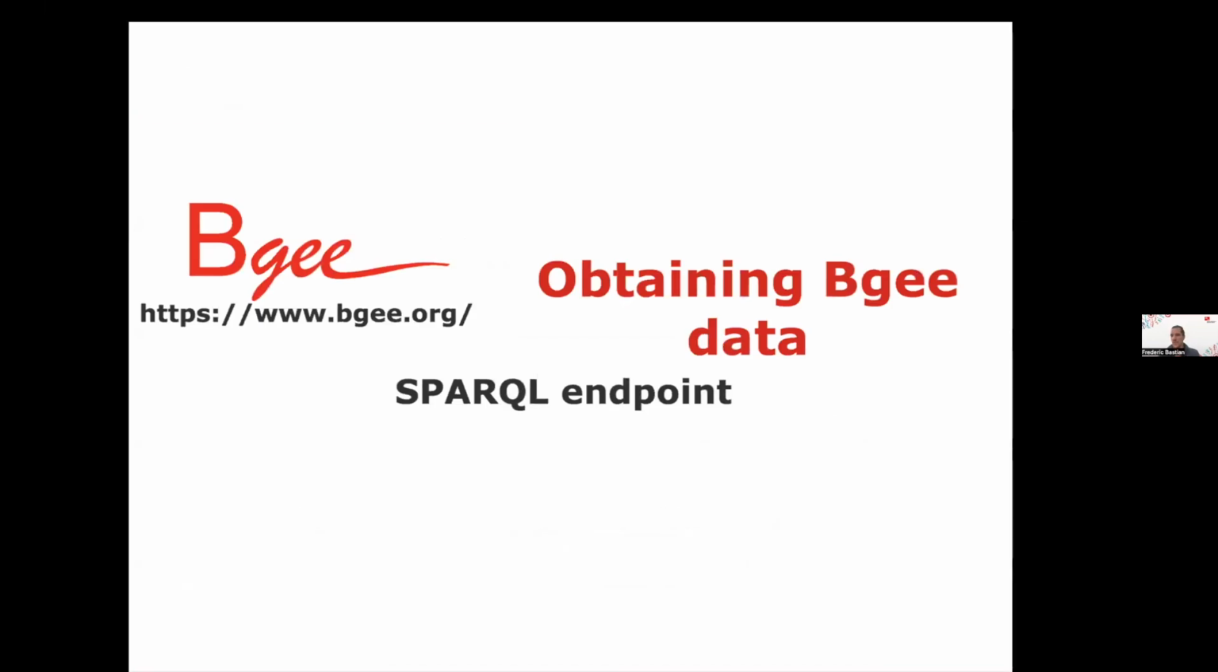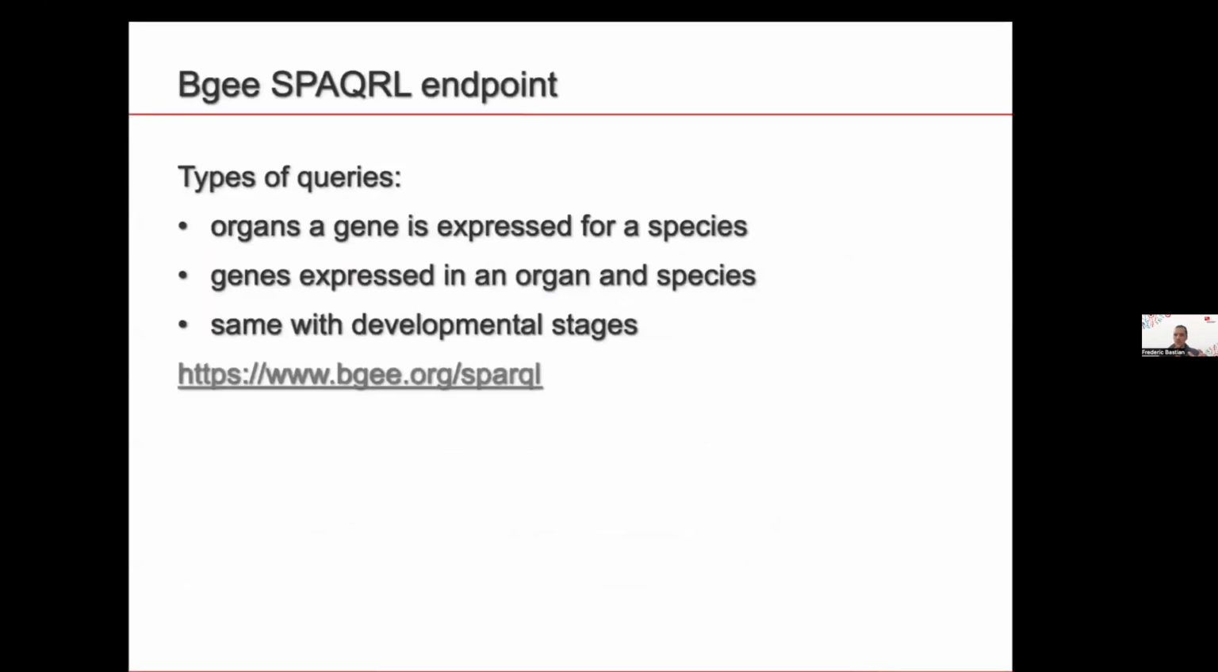Another way to retrieve the data is more advanced, probably really for computer scientists, people doing data science, I would say. It's to use the SPARQL endpoints. SPARQL endpoints allow you to use the structure of the ontologies, and they allow different types of queries, like give me all the organs where this gene is expressed, or give me all the genes that are expressed in that organ. And same with all the developmental stages.